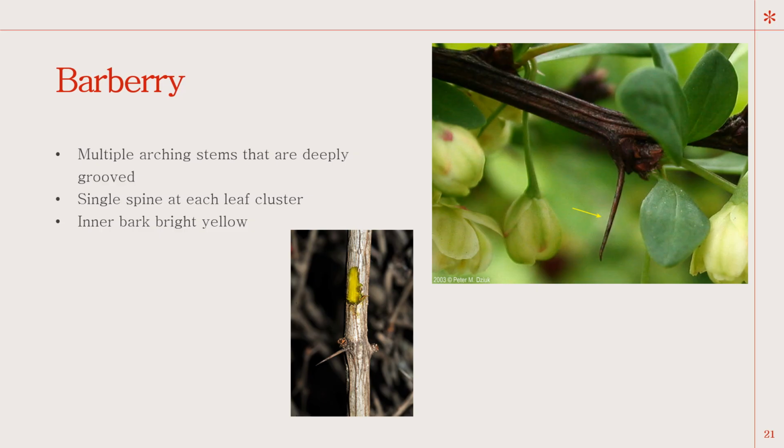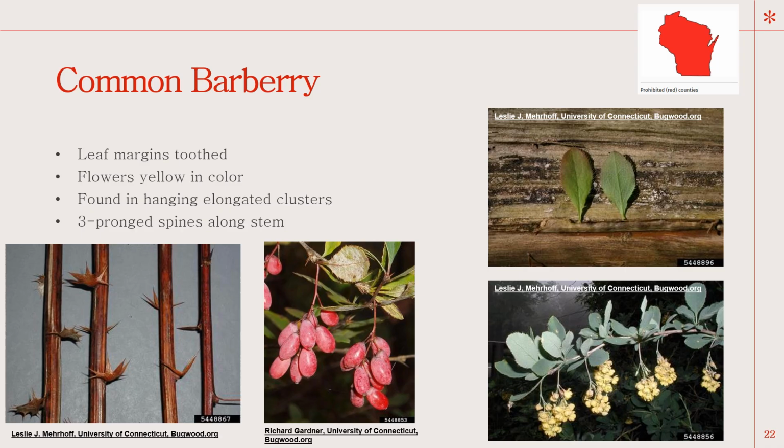And the inner bark of this one is bright yellow, almost like a highlighter yellow. So if you were to cut it off, you would see that bright yellow inside. So there is another barberry in Wisconsin. It's relatively uncommon. It's common barberry.